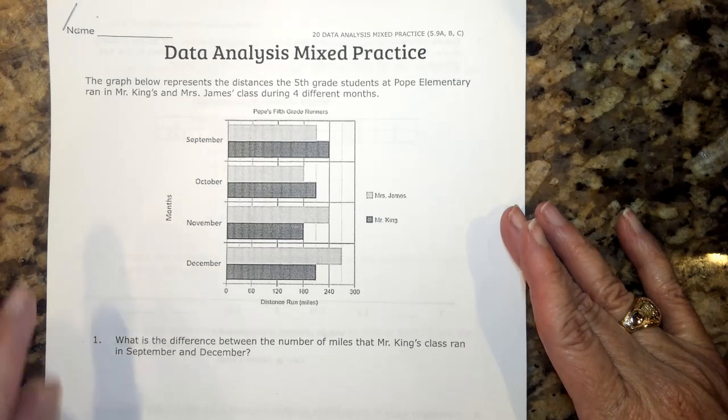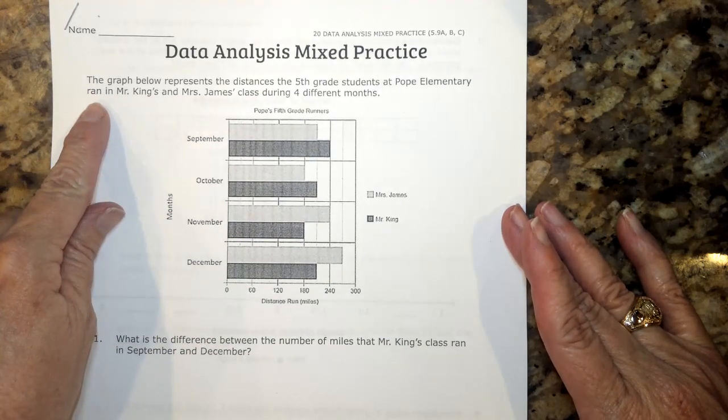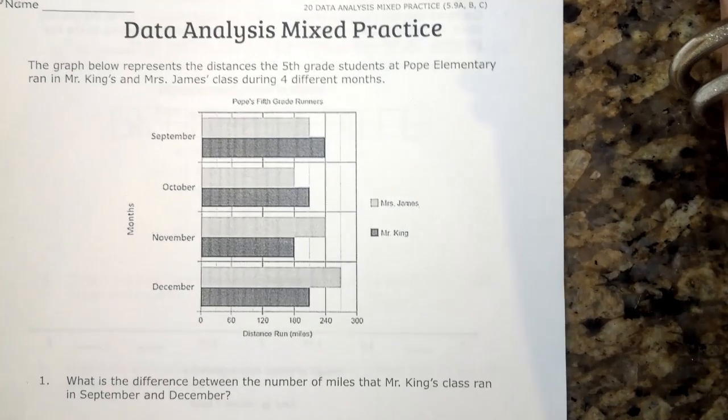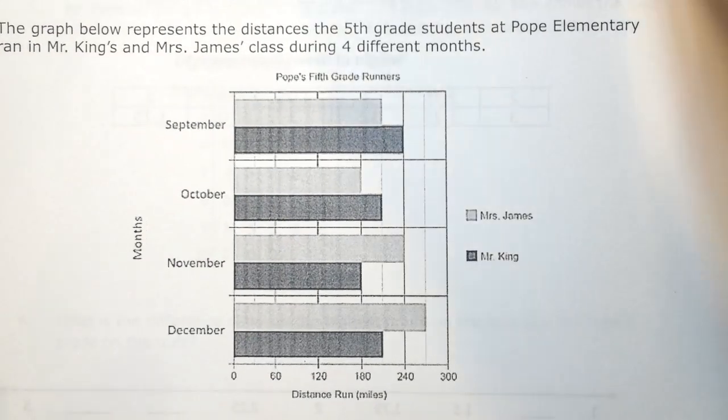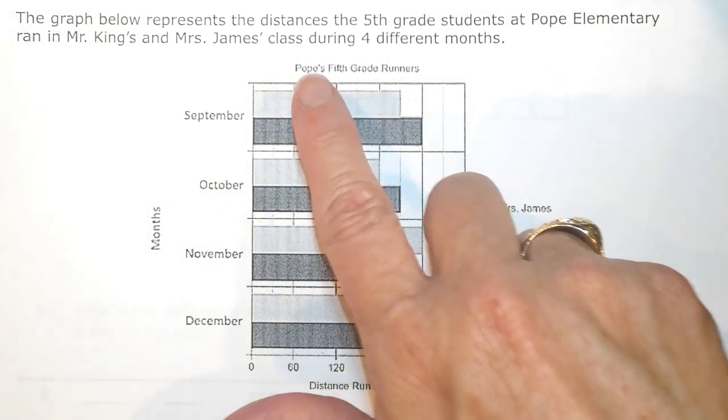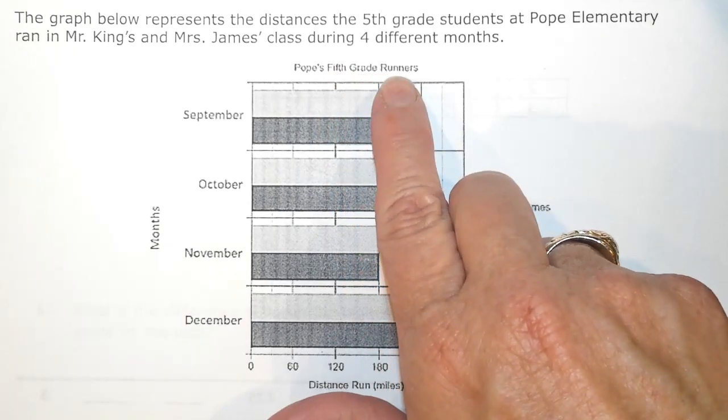So when we look at this first problem, it says the graph below represents the distances the fifth grade students at Pope Elementary ran in Mr. King's and Mrs. James' class during the 4 different months. And so this, remember, every graph tells us a story. So this particular story is about Pope 5th grade runners.